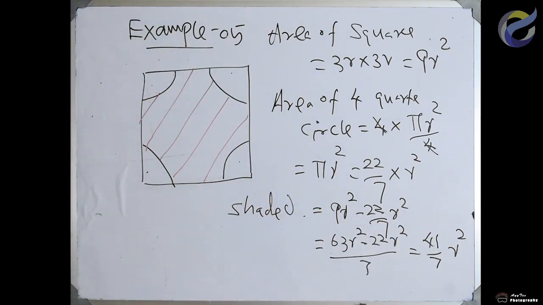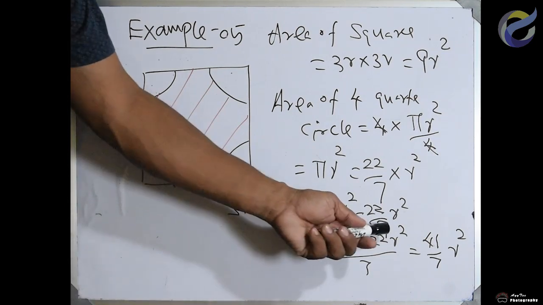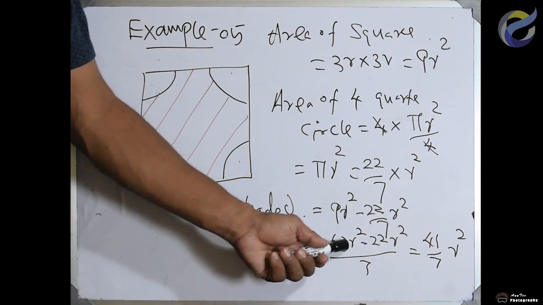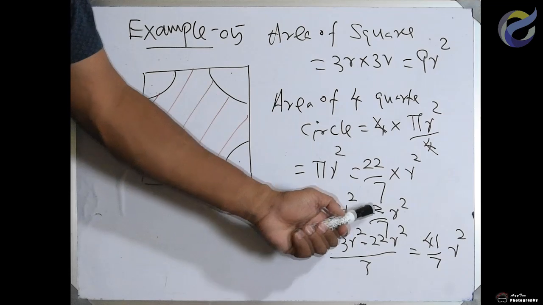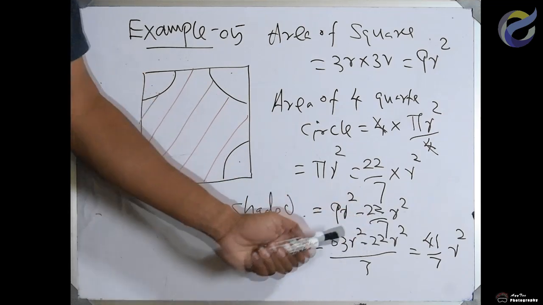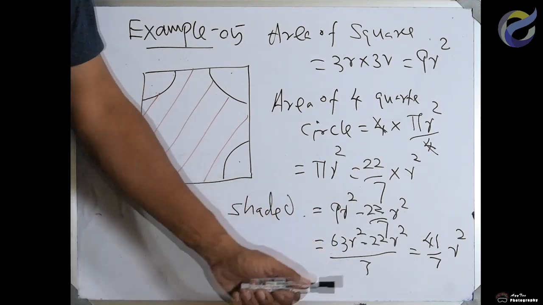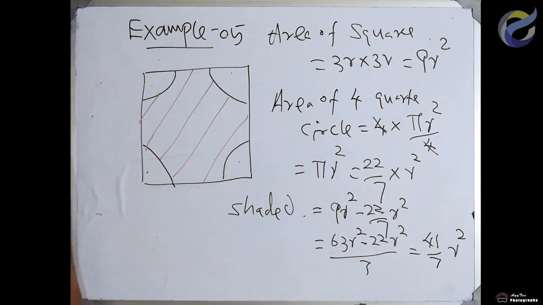What we have to do here, you have to take that LCM for 7, then 7 into 9, 63, minus this 22 r square is common, so divide by 7, so 41 upon 7 r square. This is the final answer.